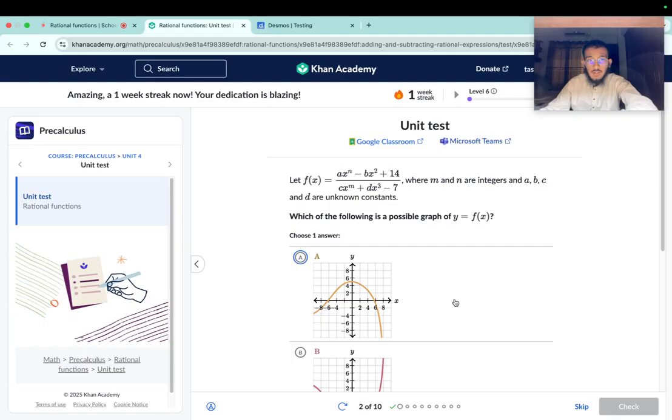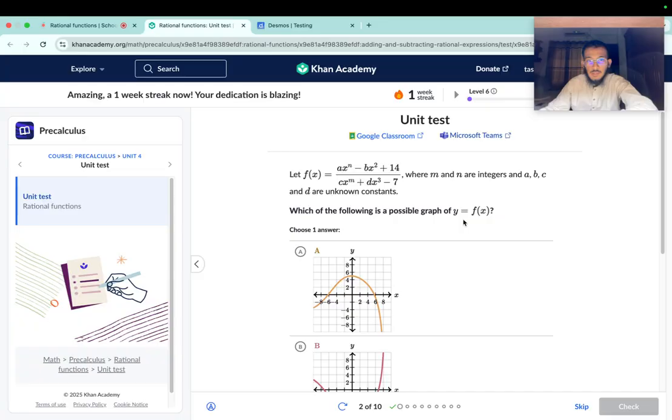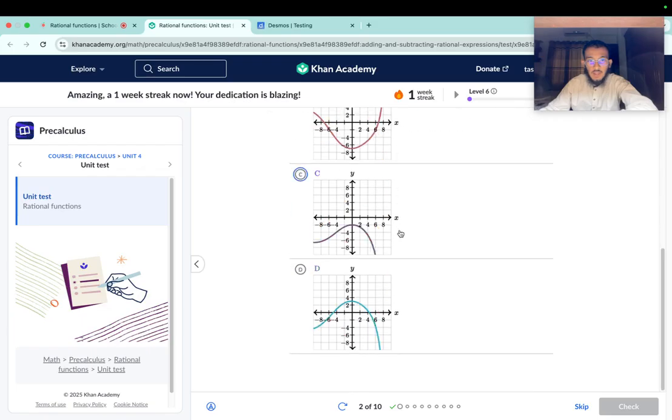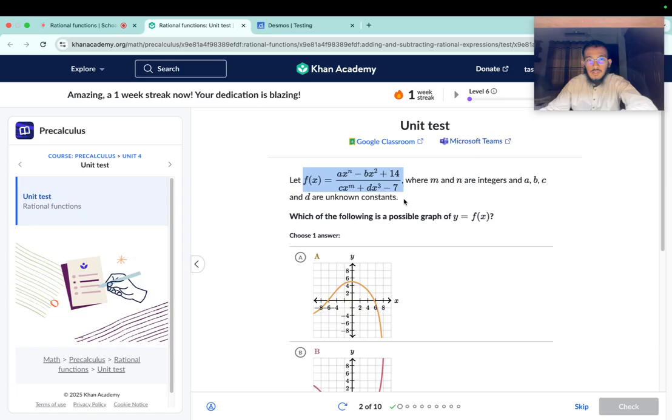So for the next function, we have x to the power n and x to the power m. We don't know what those are, where m and n are integers, and a, b, c are unknown constants. So we don't know any of this, but we know a constant, 14 and negative 7. Which of the following is a possible graph of y equals f(x)? So how can we know that? Just by seeing the constants.